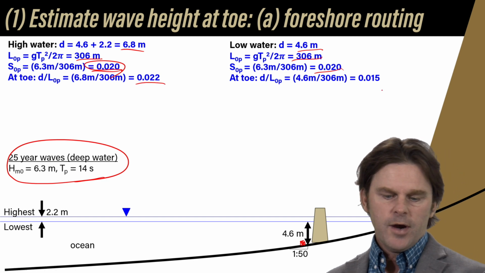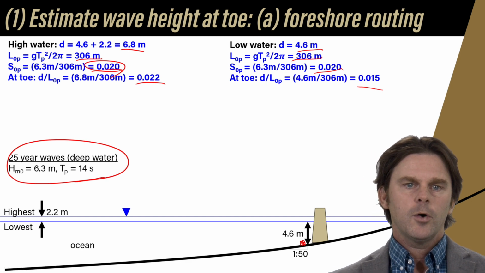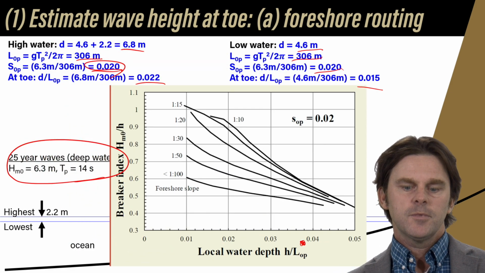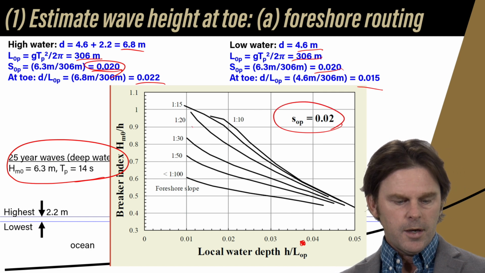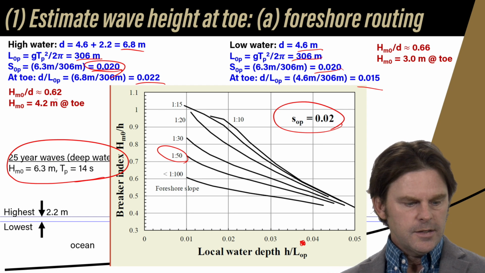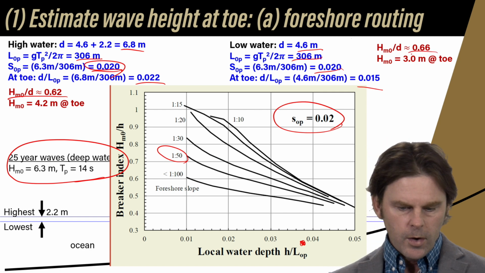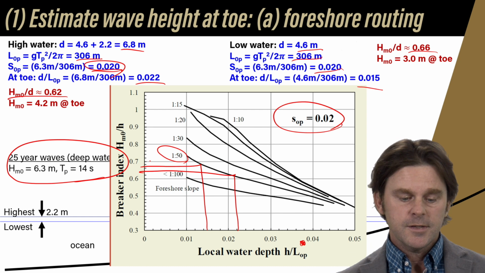Then for the x-axis of the graph, we're going to need the depth for that particular case divided by the deep water wavelength, and you can see those values there. So here's the graph for a deep water steepness of 0.02. You have to grab the right graph. I did that for you. We have a foreshore slope of, I believe, 1/50. And if you look at the graph, you get these values: 0.62 for the high water and 0.66 for the low water. Essentially, we end up being kind of here for one and then here for the other.